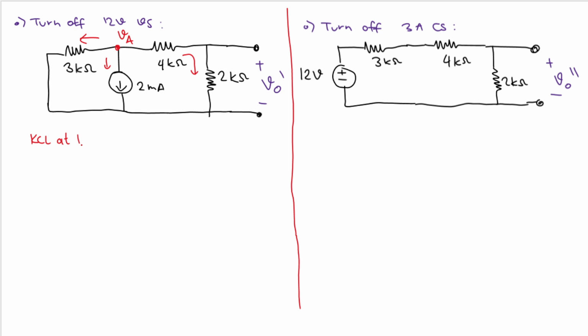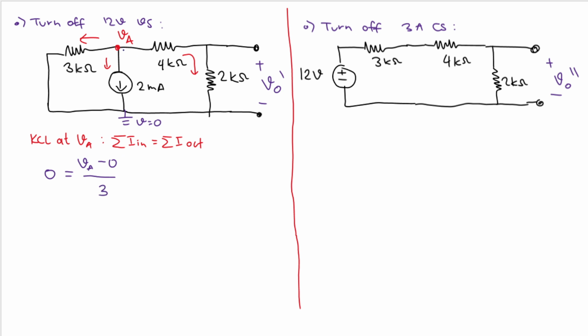What does KCL say? KCL says that the sum of the current that goes in will equal the sum of the current that goes out. What is the current that goes in? Nothing. We have nothing that goes in, so I will have 0 on the left-hand side. And then on the right-hand side, the current that goes out, I will have this one, VA, where the current comes from, and then it goes here. Maybe let's assume this one here as our ground. So the voltage here will be 0, and that will be VA minus 0 divided by the resistance between them, which is 3.